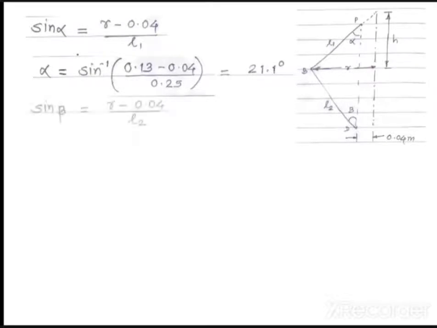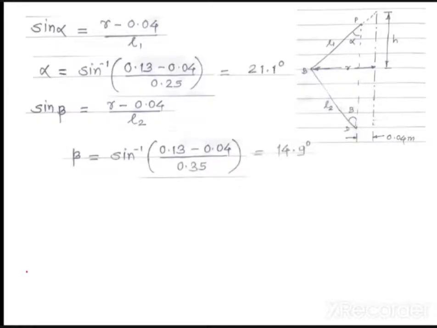Okay. Next, sin beta. So what is sin beta? Again same: opposite side upon adjacent side. So r minus 0.04 upon L2. Only in this case there is an L2, and the opposite side is this. Right? Is it okay? Guys, message me. Are you understanding how to calculate sin alpha and sin beta? Okay. So beta is 14.9.